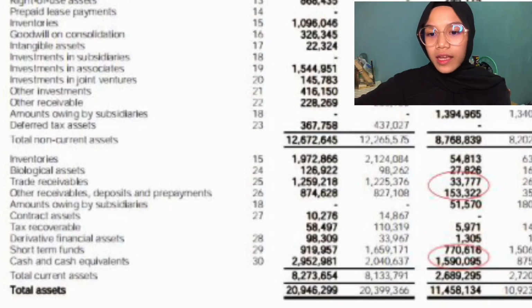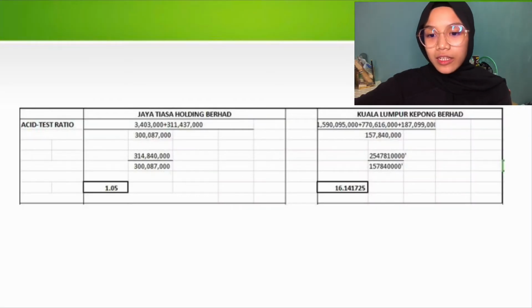16.14, after its cash for the year 2020, which is RM159,009,500, was added to its short-term investment of RM770,616,000 and its accounts receivable of RM187,099,000, and the amount was divided by its current liabilities as stated above. This is the acid test ratio for both companies.